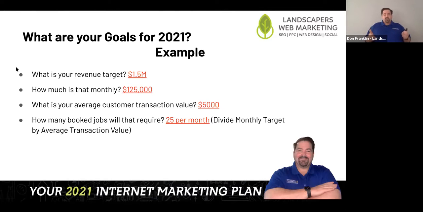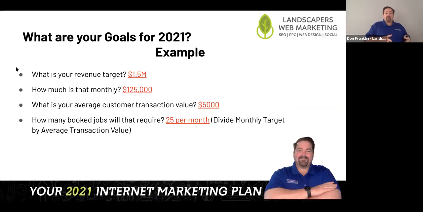Then you need to look at what's your customer transaction value. And again, this is going to be a blended average. You can separate this out in two different ways. If you do maintenance type services and you have monthly clients, commercial, that kind of stuff, or if you're just doing project based, you can either separate them and do them separately, or you can combine it and come up with a blended number. But for, again, simplicity, let's just go $5,000 as your average project or client value.